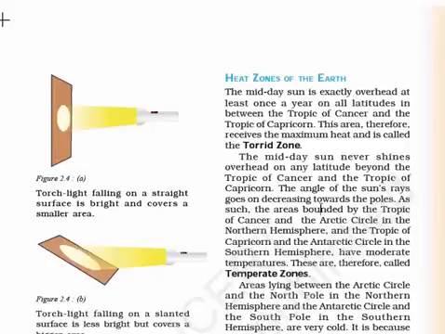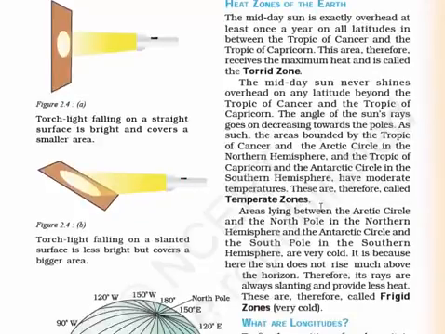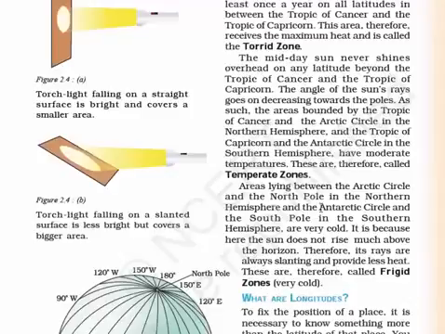The areas bounded by the Tropic of Cancer and the Arctic Circle in the northern hemisphere and the Tropic of Capricorn and the Antarctic Circle in the southern hemisphere have moderate temperatures. The midday sun never shines overhead on any latitude beyond the Tropic of Cancer and Capricorn. These are therefore called temperate zones.